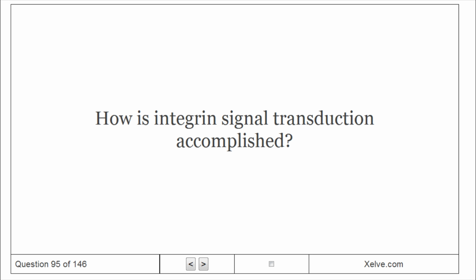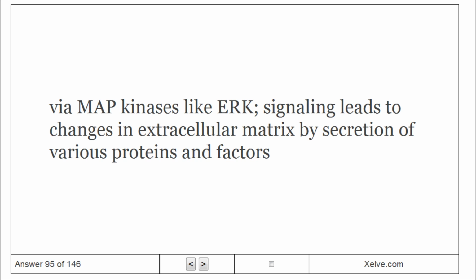How is integrin signal transduction accomplished? MAP kinases like Erk signaling leads to changes in the extracellular matrix by secretion of various proteins and factors.